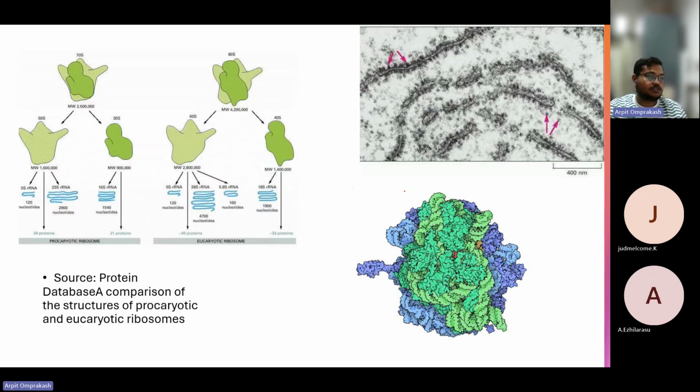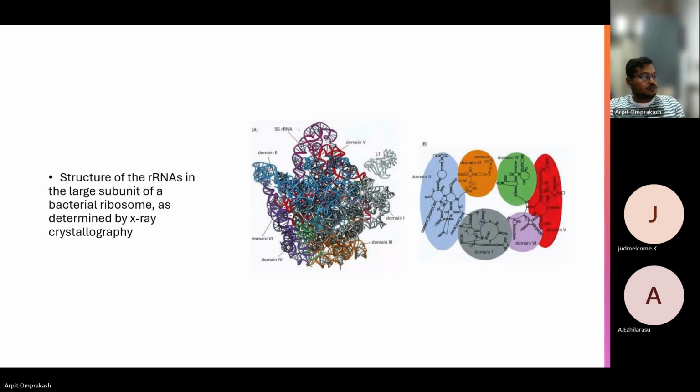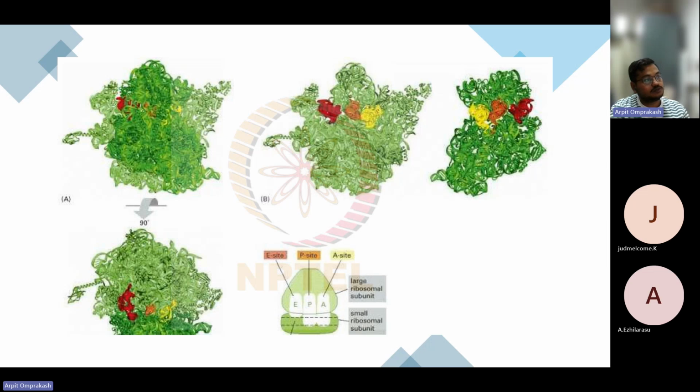So there's a structure of a ribosome, which is used in protein synthesis, and is inside the cell, showing where all the ribosomes are present. There are some that are free, and some that are attached to the endoplasmic reticulum, right? So this is again the structure of RNA in the large subunit of the bacterial ribosome, as shown by X-ray crystallography. So the ribosome is basically an enzyme, composed of rRNA, which helps in protein synthesis.